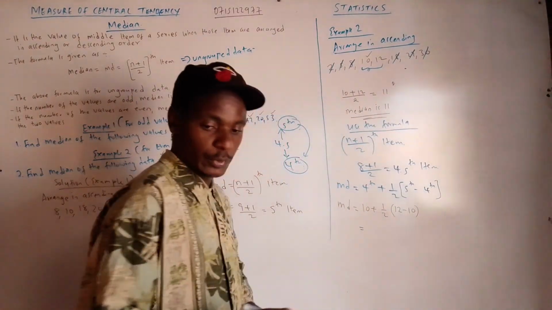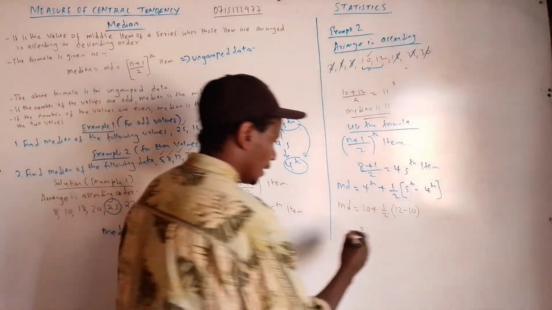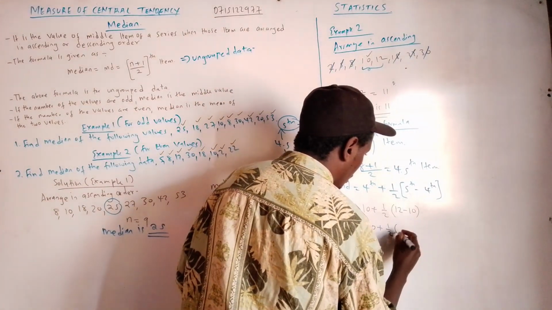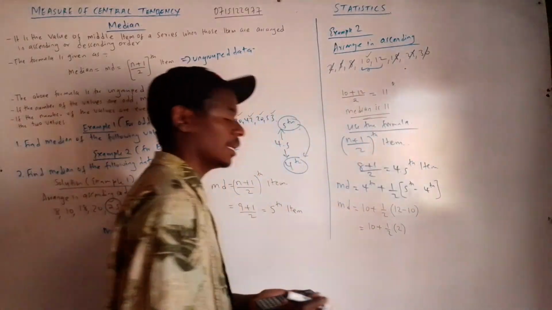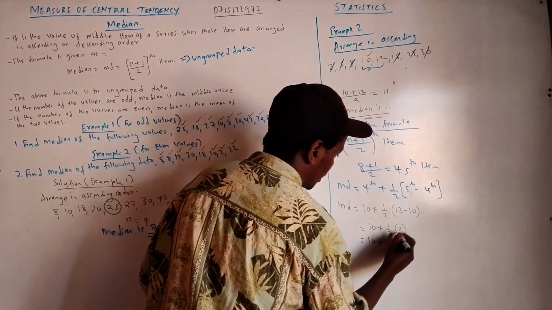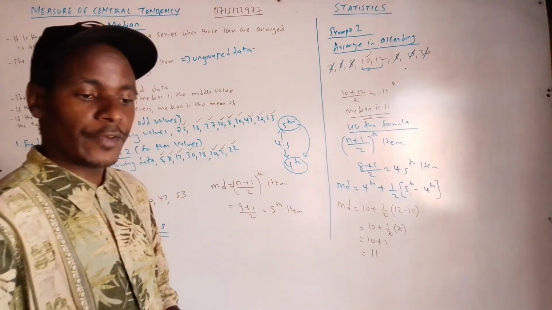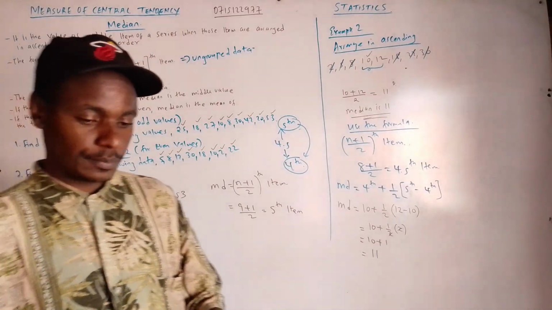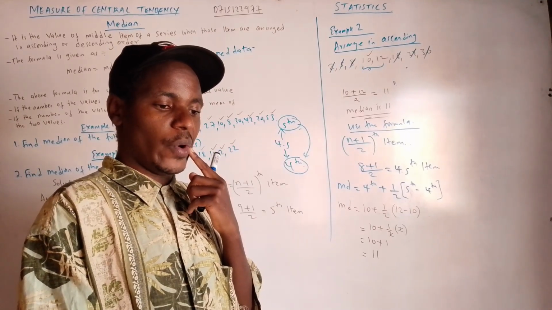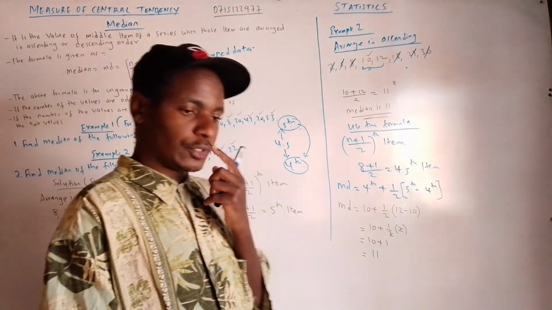So let us see. 10 plus a half. 12 minus 10 is 2. So it will be equal to 10 plus a half times 2, which is 1. The same answer as 11. So 11 becomes your median.